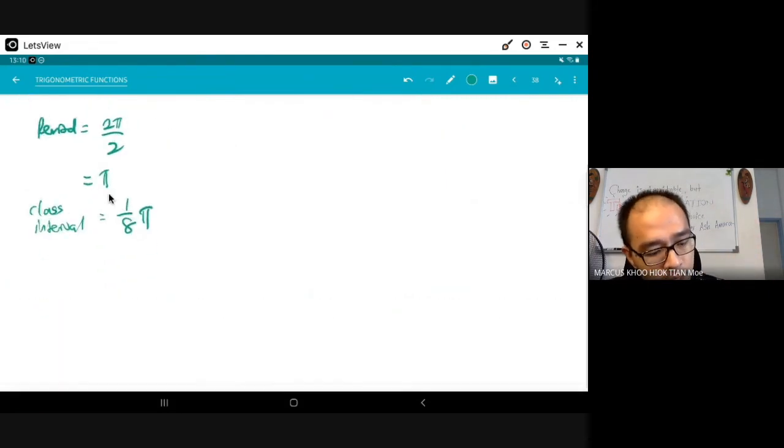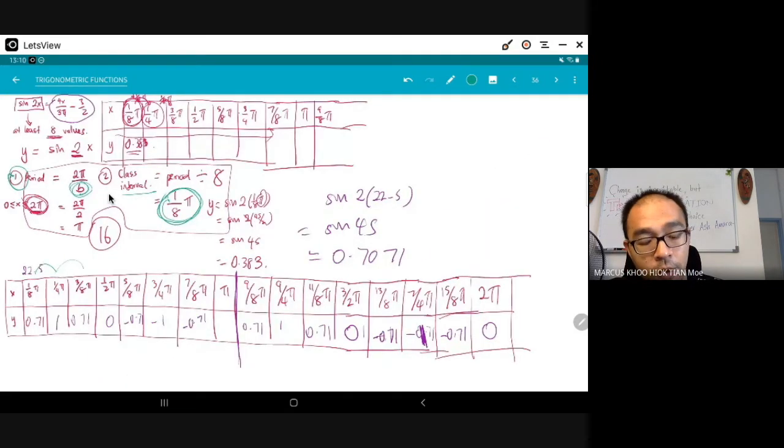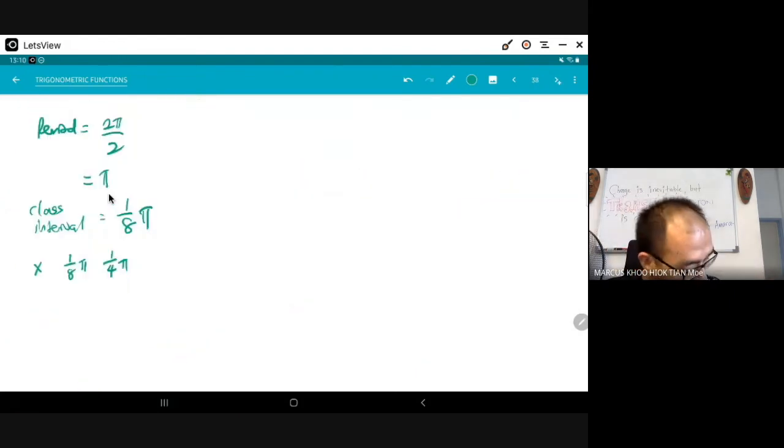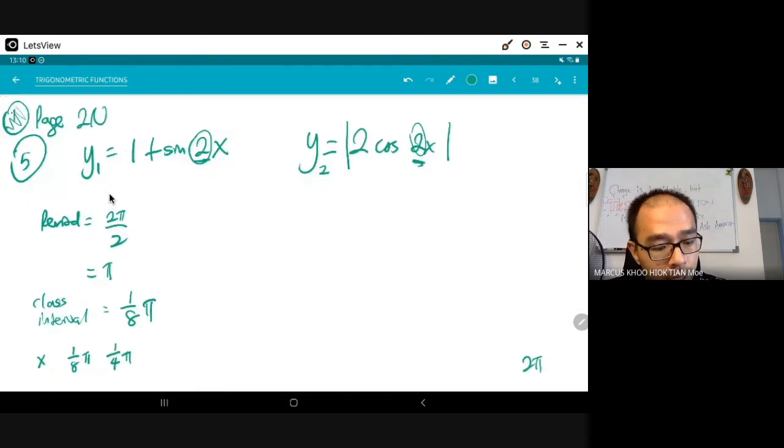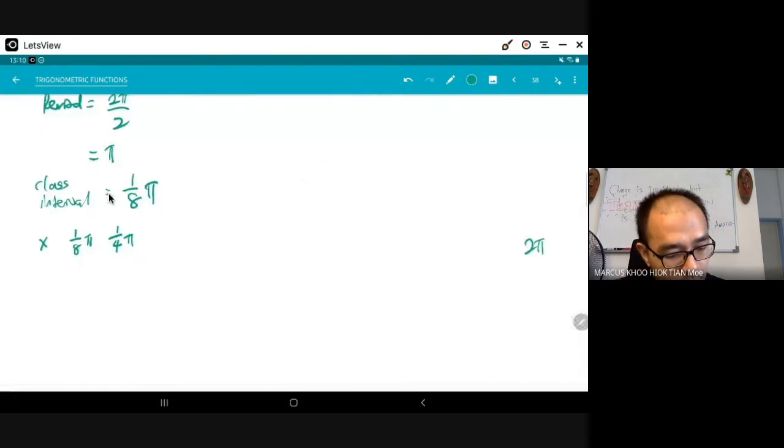So I suggest that you do it like this: x, first one is 1 over 8 pi, second one is 1 over 4 pi, and so on and so forth, and then you go all the way until you hit 2 pi. Same thing, 16. But every equation is different. This is 1 plus sine 2x, so y over here, y1, and this is y2. So you plot y1 first, and then you plot y2.